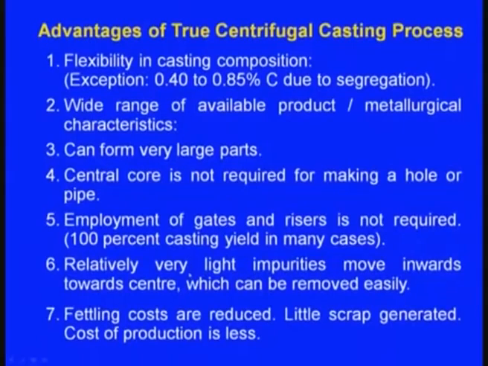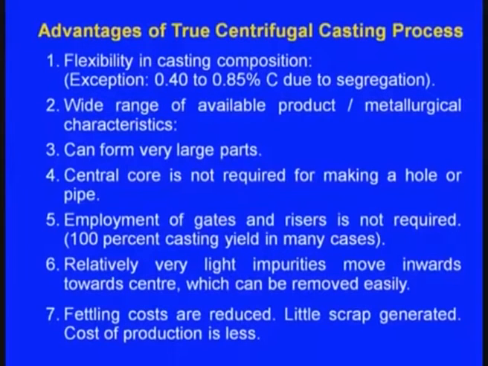Next one, relatively very light impurities move towards the center, which can be removed easily. Now, the question is how to remove the impurities. If it is a green sand casting, the impurities will be inside the casting, but here the impurities are subjected to lesser centrifugal force. Because of that, they will be segregated to the center. Now, after solidification, yes, they can be identified and they can be removed by machining or by brushing or chipping. So, impurities removal is easier in the case of the centrifugal casting process.